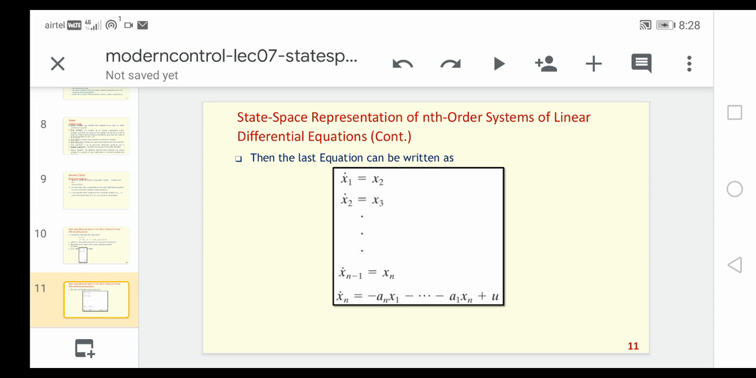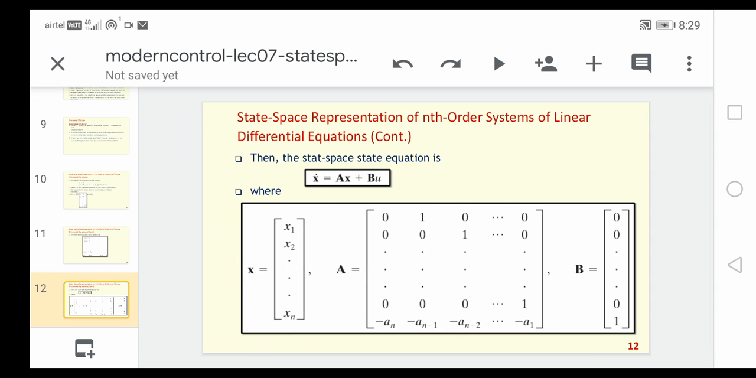We can consider it like this: x1 dot is equal to x2, x2 dot equal to x3, x n minus 1 dot equal to xn. Then what is x3 dot? x3 dot equal to x4, like that we have to consider. And finally we get xn dot, which is given by the n-th order equation. Let's see here, this is the basic representation of the matrix.